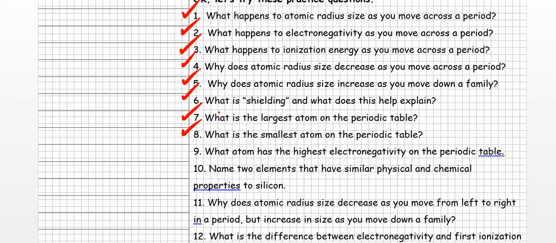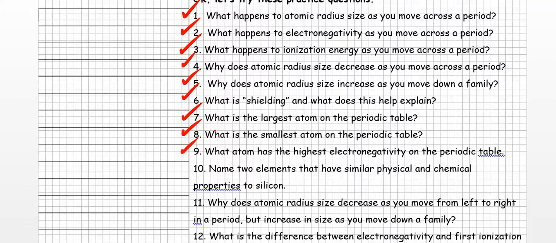So that's number 8. Number 9, what atom has the highest electronegativity on the periodic table? Now be careful here. The trend is up and to the right, but remember, noble gases don't have electronegativities. So the highest electronegativity is a halogen in the 17th column. It's the highest one in that column. It would be fluorine. So fluorine has the highest electronegativity. That's number 9.